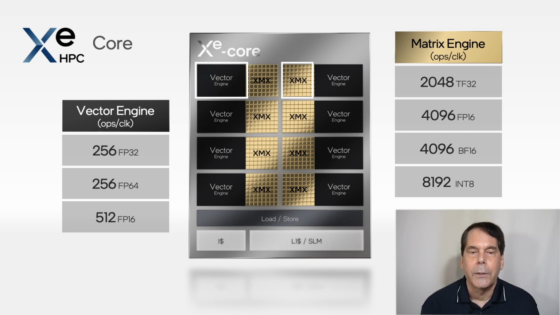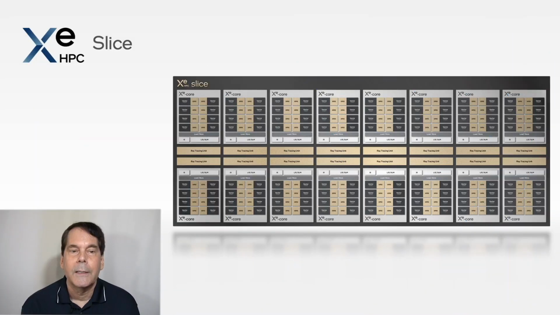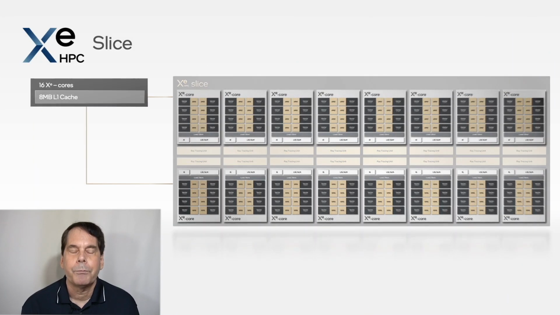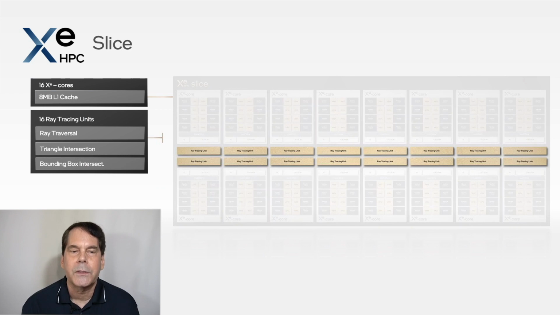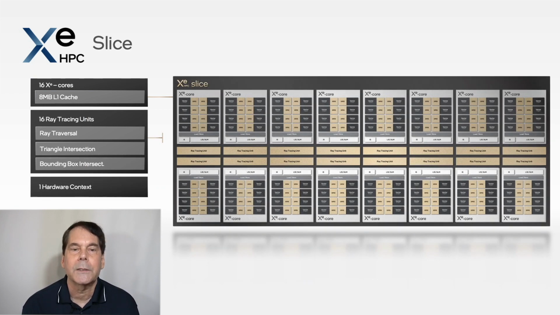Our Intel libraries and kernels take full advantage of this for increased performance of the XE core. The next little building block is the slice. For XE-HPC, a slice has 16 XE cores, totaling 8 megabytes of L1 cache, 16 ray tracing units, and supports independent execution of one hardware context. The ray tracing units provide fixed function computation for ray traversal, bounding box intersection, and triangle intersection. This makes XE-HPC very attractive for professional visualization and content creation applications.